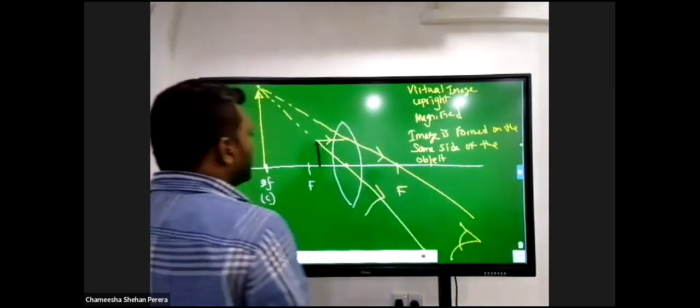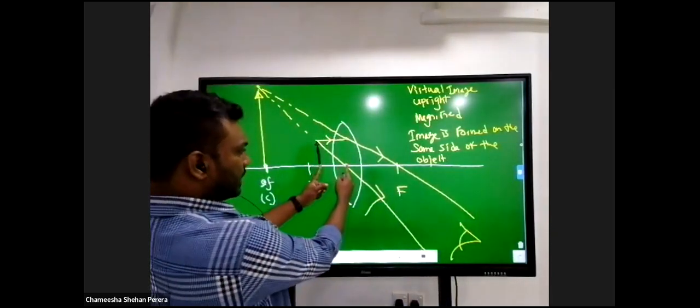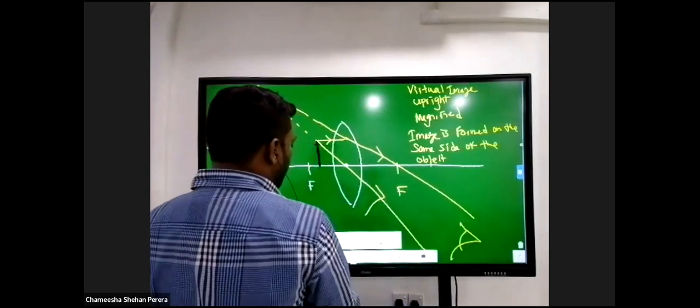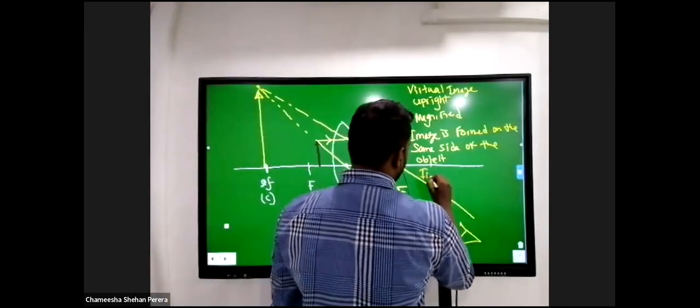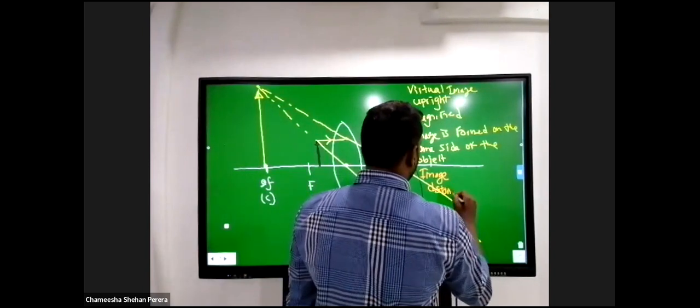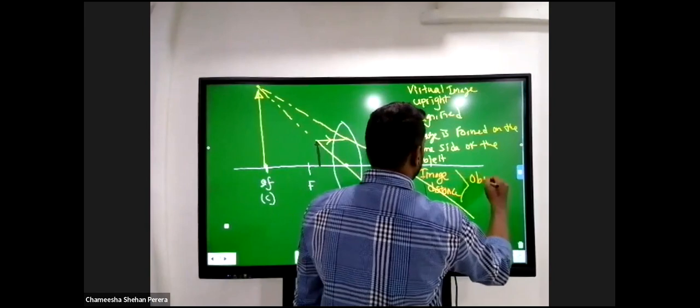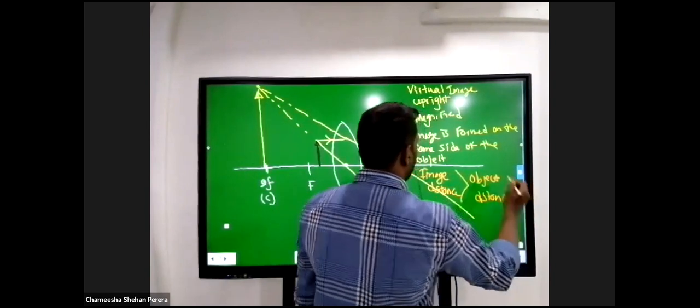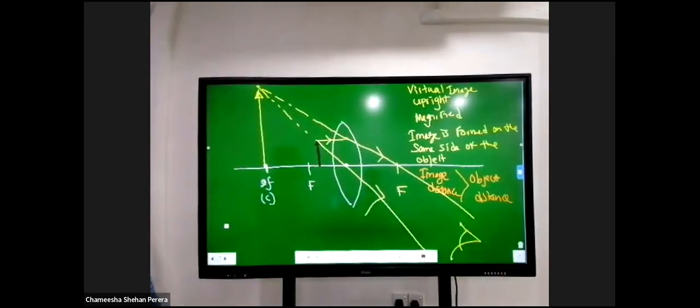Okay. So the final thing, what can you say about the object distance and the image distance? Image distance is greater than the object distance. So you can write the next one. Image distance is greater than the object distance. All right, you can quickly draw it.